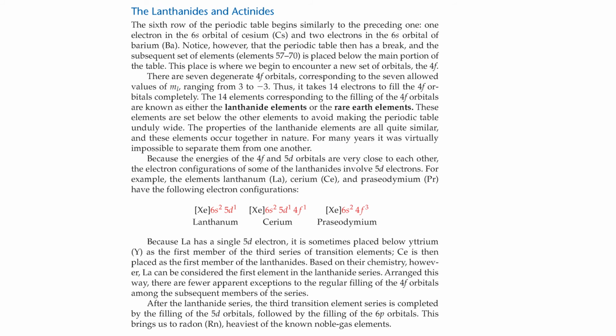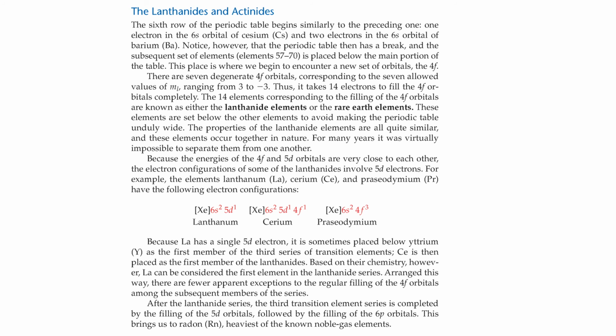There are 7 degenerate 4f orbitals, corresponding to the 7 allowed values of m_l ranging from 3 to -3. Thus, it takes 14 electrons to fill the 4f orbitals completely. The 14 elements corresponding to the filling of the 4f orbitals are known as the lanthanide elements or the rare earth elements. These elements are set below the other elements to avoid making the periodic table unduly wide. The properties of the lanthanide elements are all quite similar, and these elements occur together in nature. For many years, it was virtually impossible to separate them from one another.